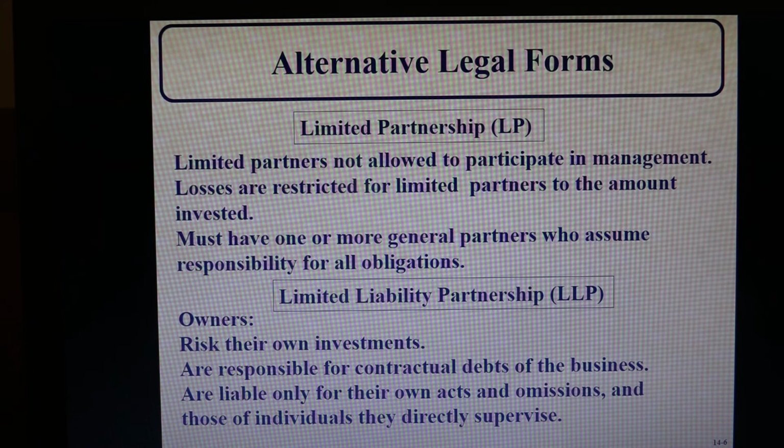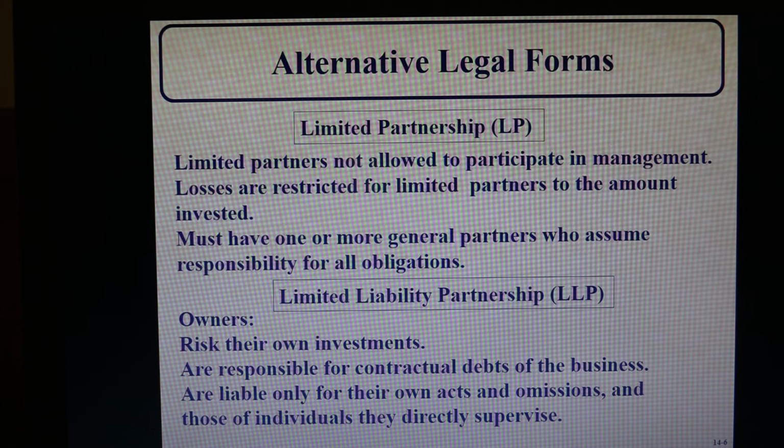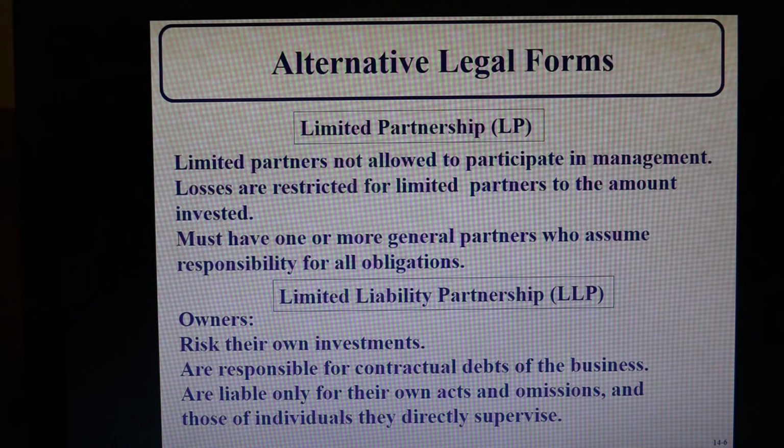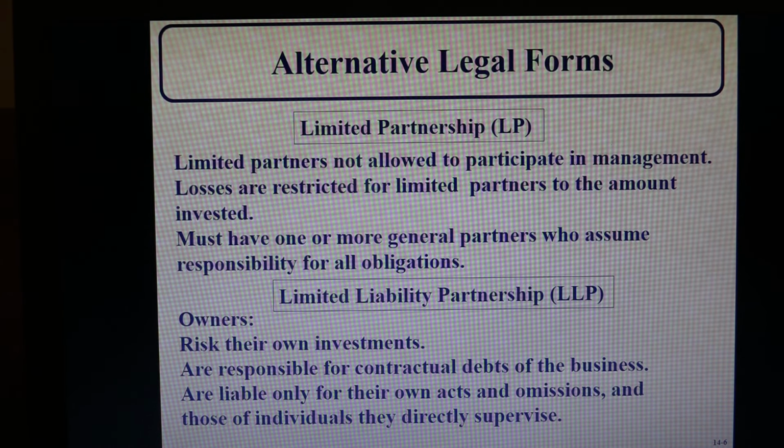Now, even in a limited partnership, you have to have one or more general partners to assume responsibility for all the obligations. Usually when you set these up, you create a corporate general partner that is fairly thinly capitalized, so even though they assume responsibility for all obligations, they don't have a whole lot of capital invested in them.